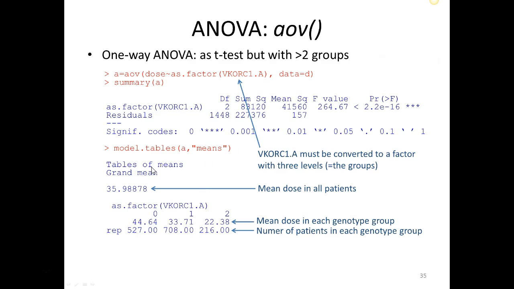Then we get this table of means, and the grand mean, which is the mean dose in all patients. And then here as factor, those with 0 mutations in the CYP2C9 have a dose of 44.6 milligrams a week in the mean. And those with 1 have 33.7, and then we have those who have 2 mutations who have only 22.4 milligrams a week. And then in this second line, it shows how many patients we have in each group. We have 527 patients with 0 mutations and so on. And I actually don't know why it's presented like this with this decimal point.